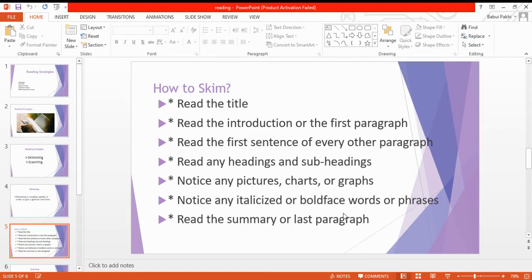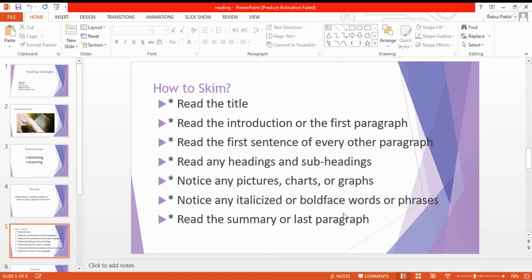Then notice any italicized or bold-faced words or phrases. If you find any italicized word, that means একটু বাঁকা করে যে লেখা থাকে, অথবা bold face, একটু মোটা করে যে লেখা থাকে, এরকম যদি কোনো word if you find, please notice on that, সেগুলোর উপর ভালো করে লক্ষ্য করবেন, because most of the time the questions are given from those sections. So italicized and boldface words or phrases are important for answering your next questions.